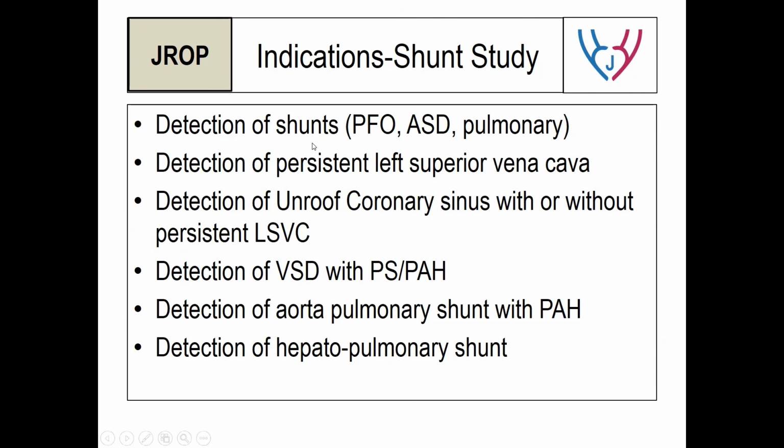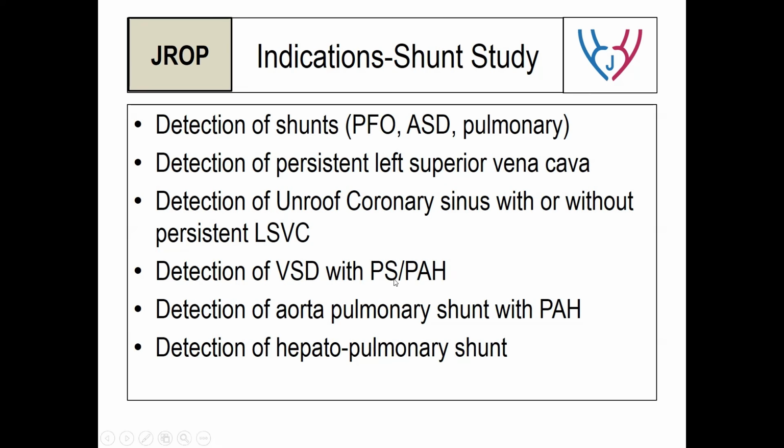When we have a dilated RV and RA, and we can't see any shunt or flow across the interatrial septum, we think of a PFO, ASD, or other pulmonary causes. Then detection of persistent left-sided superior vena cava. I'll show you the example. Unroofed coronary sinus with or without left-sided persistent SVC.